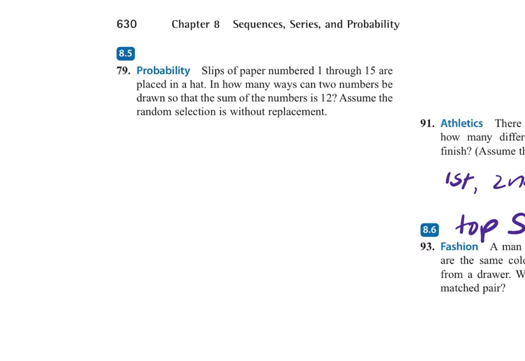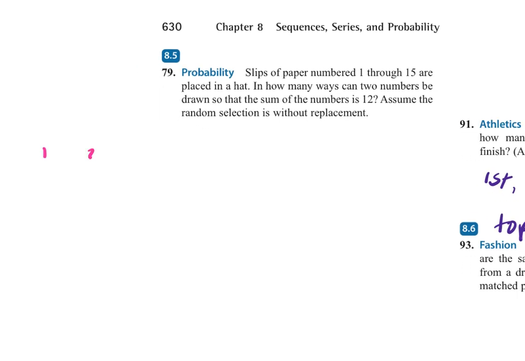All right, 79 says the slips of paper numbered 1 through 15 are placed in a hat. How many ways can 2 numbers be drawn so the sum of the numbers is 12? Assume a random selection is without replacement. So you kept it out, right? So the 1, 2, 3, 4, 5, 6, 7, 8, 9, 10, 11, 12, 13, 14, 15 are the numbers. We want a sum of 12.